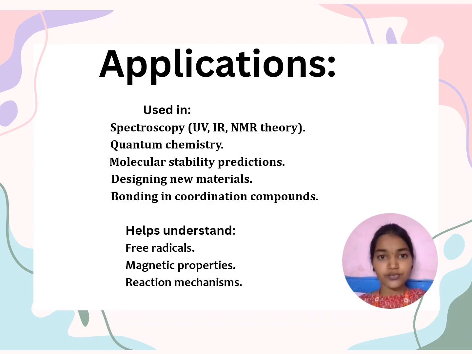Applications of molecular orbital theory. This theory is widely used in various branches of chemistry. In spectroscopy, it helps in understanding electronic transitions and absorption spectra. In inorganic chemistry, it explains bonding in coordination compounds. In organic chemistry, it predicts reactivity and the behavior of conjugated systems. MOT is also crucial in quantum chemistry, molecular modeling, semiconductor materials, and understanding aromaticity.